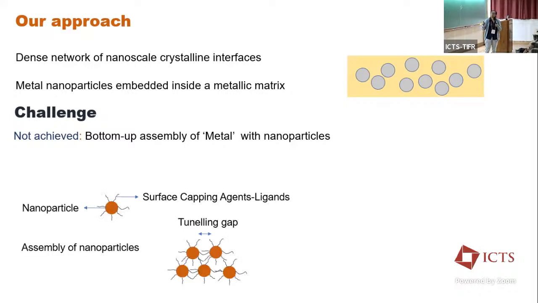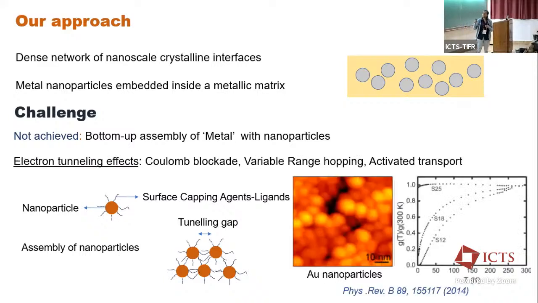That is because a nanoparticle, when it is formed, is capped by surface agents for its protection, and removal of these agents typically destroys its structural integrity. So when one tries to make an assembly of nanoparticles, the ligands or surface capping agents form tunneling gaps, and in transport measurements one usually gets insulating transport. This is a picture of gold nanoparticles of about 10 nanometer scale, and the transport is shown in this graph: the conductance goes to 0 at 0 temperature, which means the sample becomes insulating.